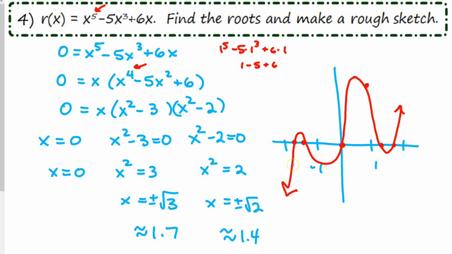Something like that. Notice that for this 5th power polynomial, one end goes down, one end goes up, just like a line would have one end down and one end up. So that's a trend we're going to see with odd powers.